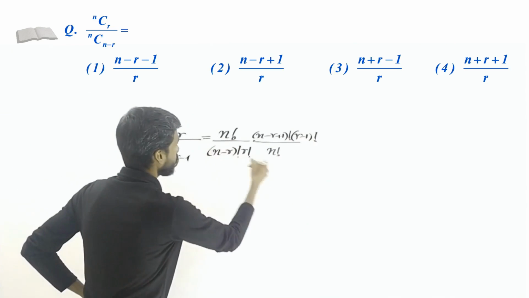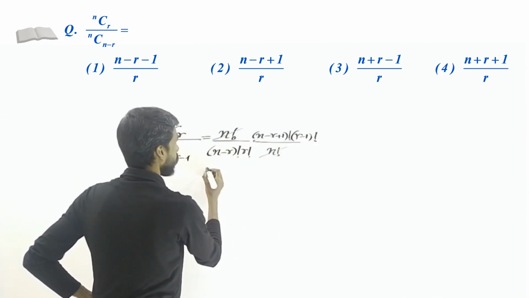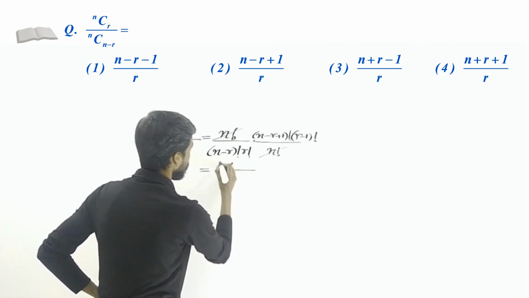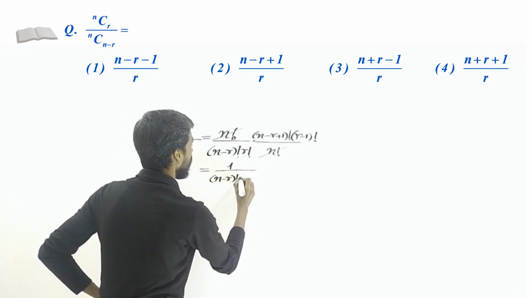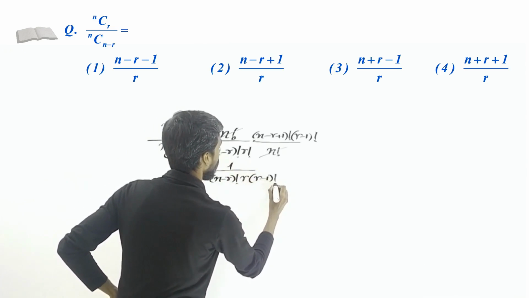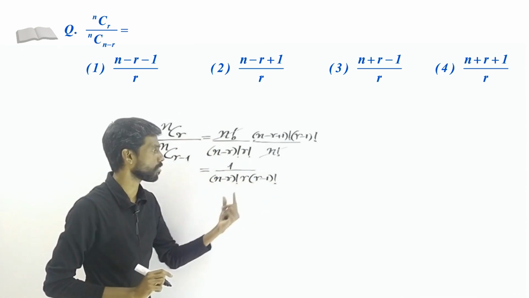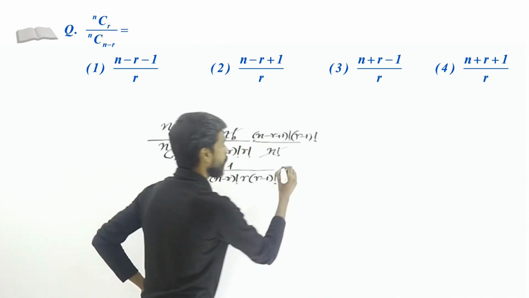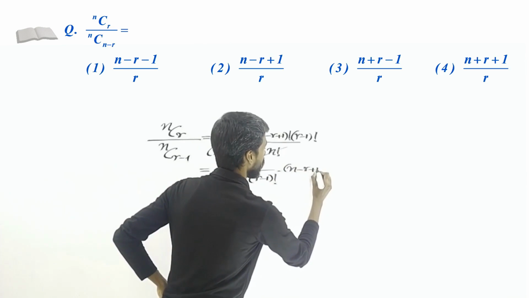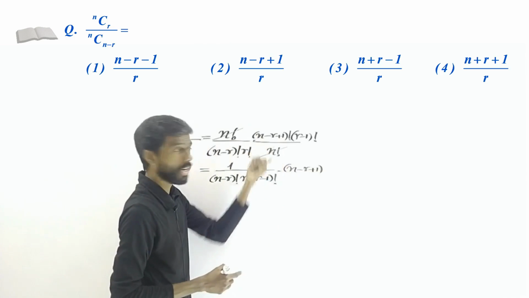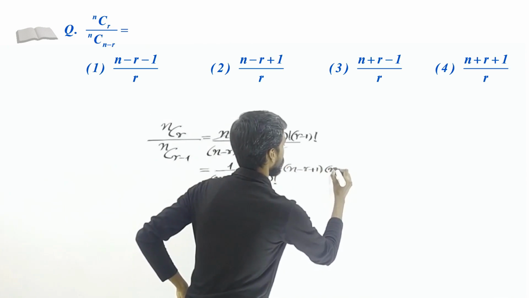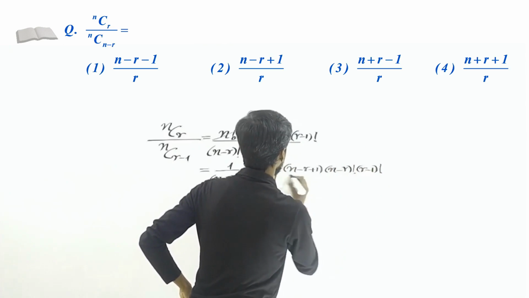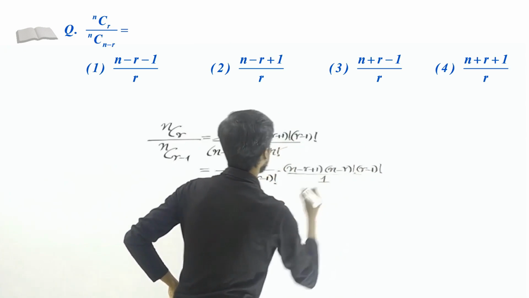Now certain terms get cancelled, so n factorial gets cancelled here. We can write this as 1 divided by (n minus r) factorial. r factorial can be written as r multiplied by (r minus 1) factorial, so we can reduce it. Similarly, (n minus r plus 1) factorial can be written as (n minus r plus 1) multiplied by the factorial of 1 less than that, so (n minus r) factorial, multiplied by (r minus 1) factorial as it is.